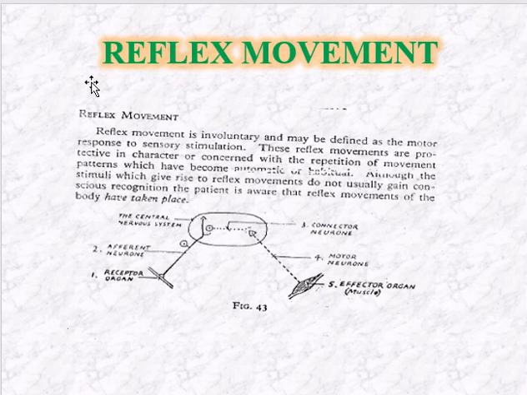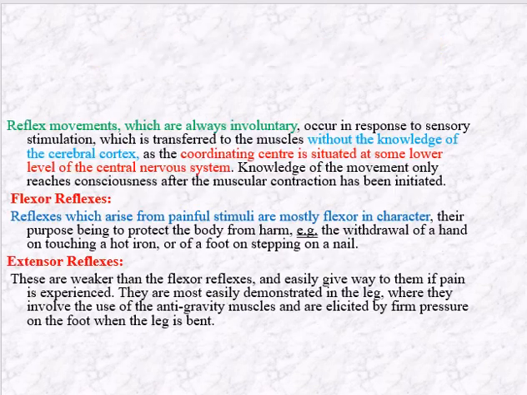Reflex movement. Involuntary movement is basically not under one's conscious control. It is basically reflex movement. Reflex movement is involuntary and may be defined as a motor response to sense stimulation. These reflex movements are protective in character and are concerned with repetition of movement patterns which have become automatic or habitual. Although the stimulus which gives rise to the reflex movement does not really gain conscious recognition, the patient is aware that reflex movements of the body have taken place.